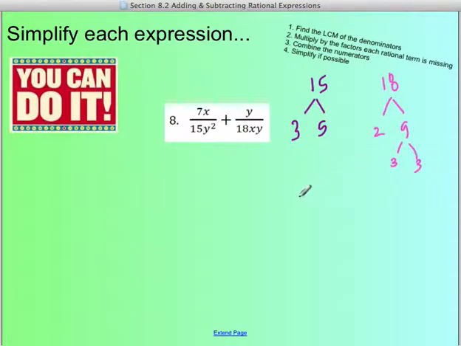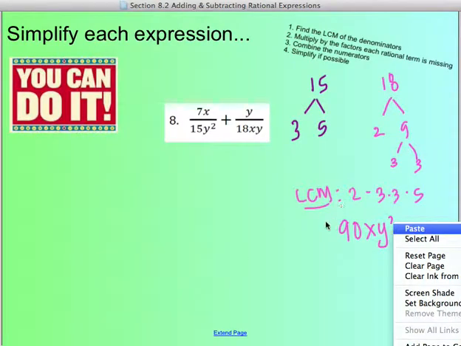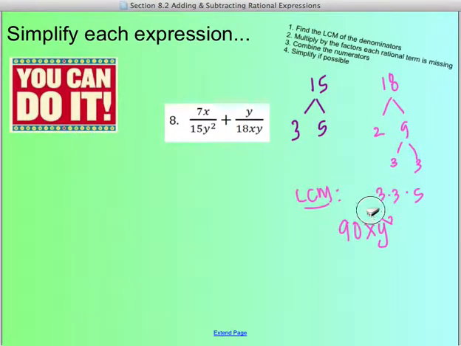So my least common multiple between 15 and 18 would be, there's 1 two, so it would be 2. There's 1 three here, there's 2 threes here, so times 3. And then there's 1 five here, no 5 there, so times 5. So the number I would get is 2 times 3 times 3 times 5, which gives me 90. And then between y squared and xy, I'm going to for sure have an x, and then I would have a y squared. So this is my goal, to get my denominators to be 90xy squared. So let's do that.